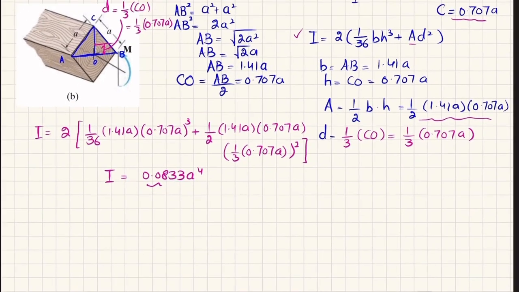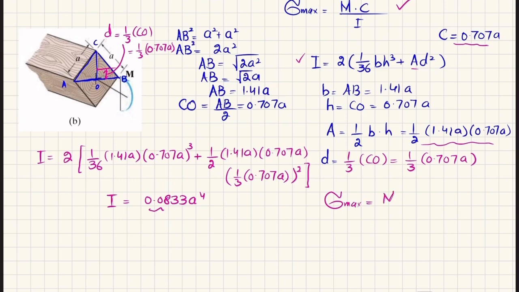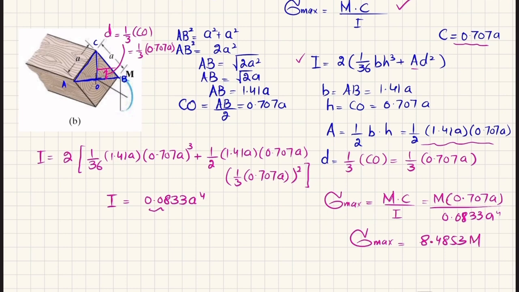Now you have C, you have I, so you can put it in this formula. So you will get maximum bending stress equal to M into C divided by I. So M, C is 0.707 times A divided by I, which is 0.0833 A power 4. So when you calculate it, the maximum bending stress comes out to be 8.4853 times M divided by A cube. So this is the maximum bending stress for case B.